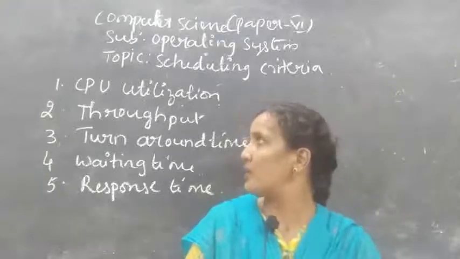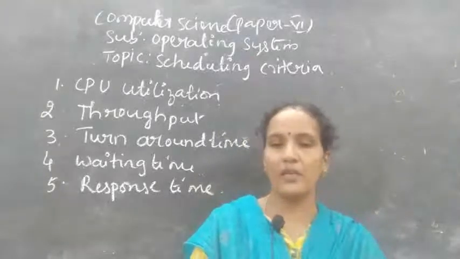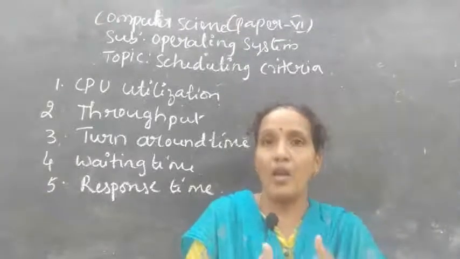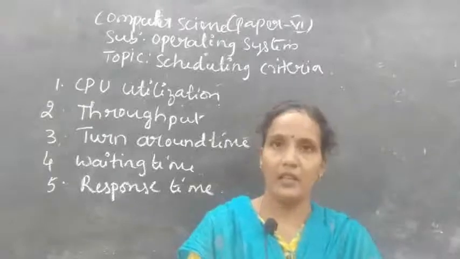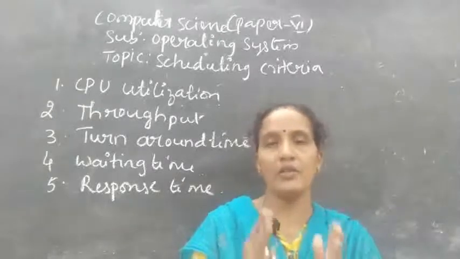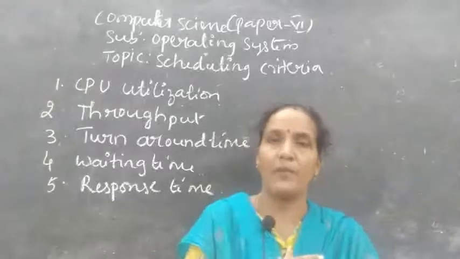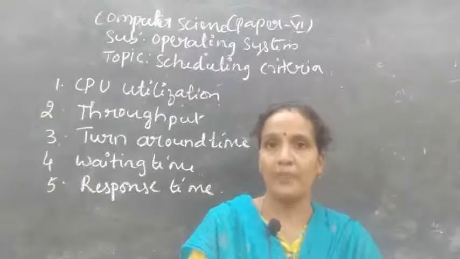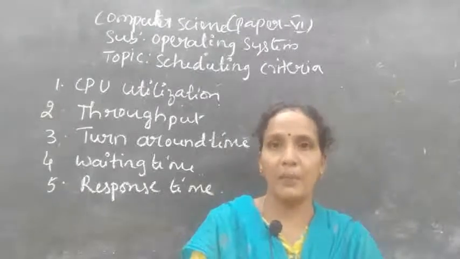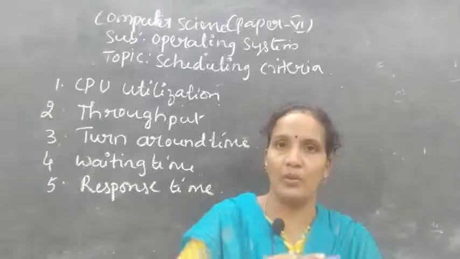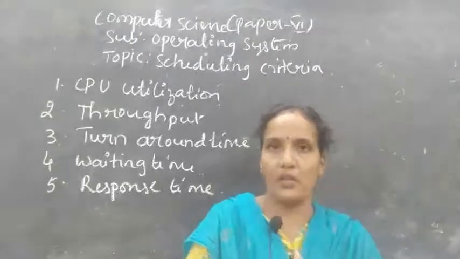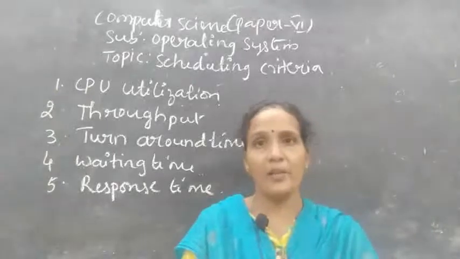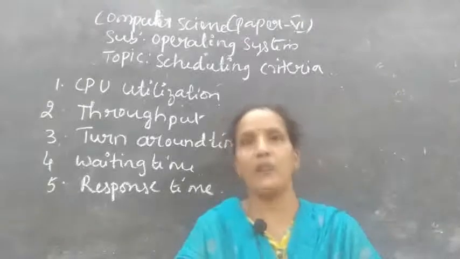Now come to the third one, turnaround time. What is turnaround time? It is how much time it takes to complete the execution of a process. Whatever algorithm you select, how much time it takes to execute all the processes. For example, if 5 processes are given, how much time does that algorithm take to execute all those 5 processes?